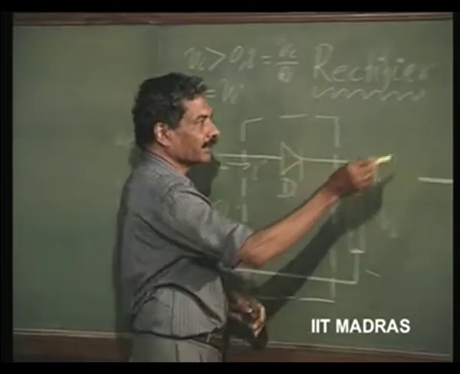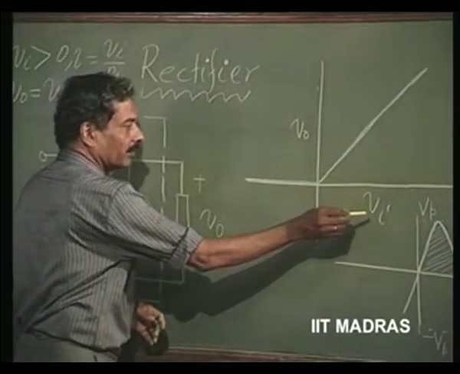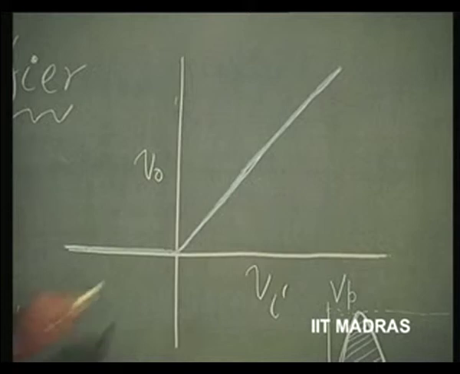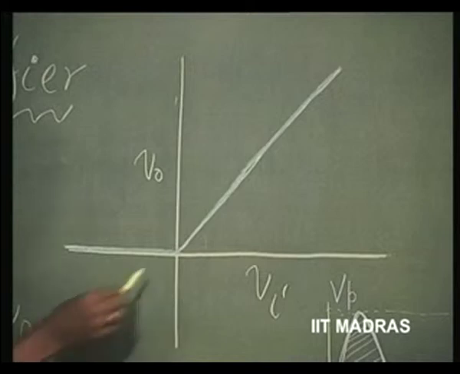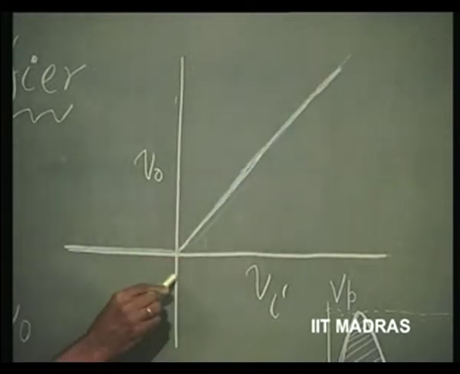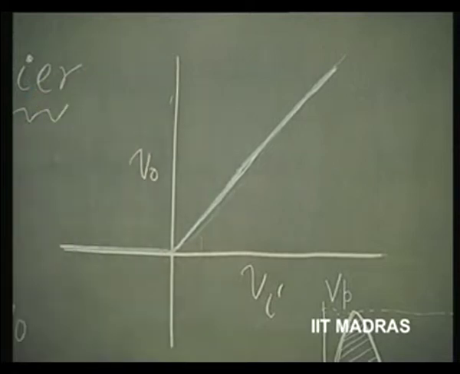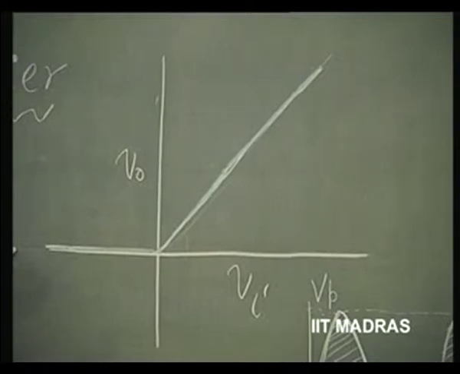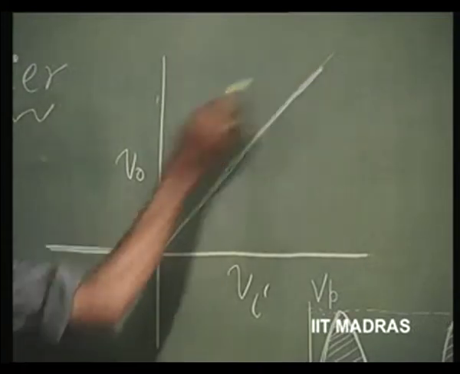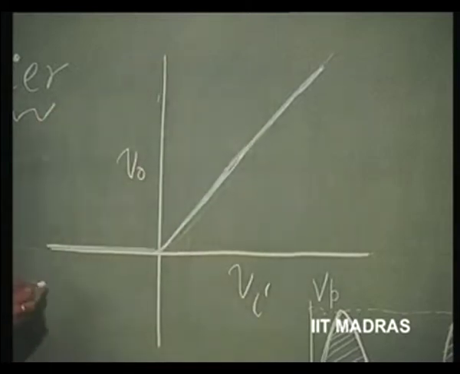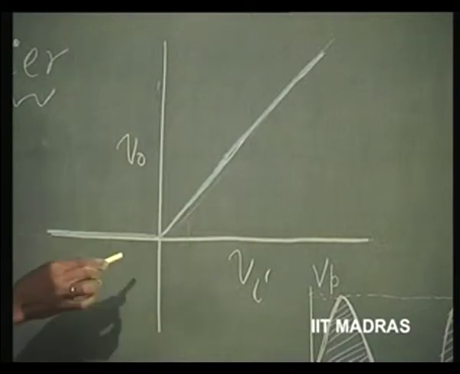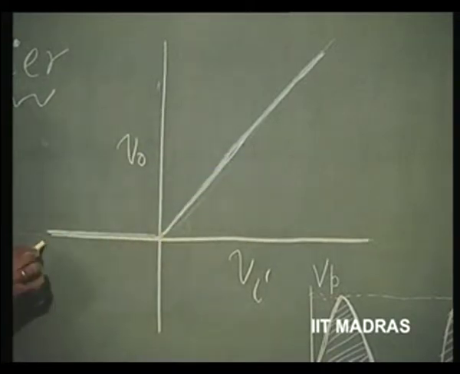You can see here the characteristics. V naught is going to be the same as V I, that is delta V naught by delta V I is going to be 1. This slope is going to be 45 degrees. Delta V naught by delta V I is going to be equal to 1 throughout the region where V I is greater than 0. And where V I is less than 0, V naught is going to be 0. So, this is the mathematical nonlinear function for rectification, called half wave rectification, because only one portion of the waveform survives, the other portion of the waveform is removed.